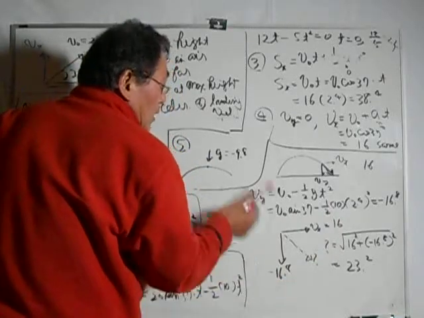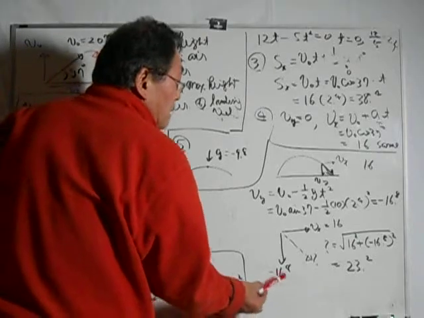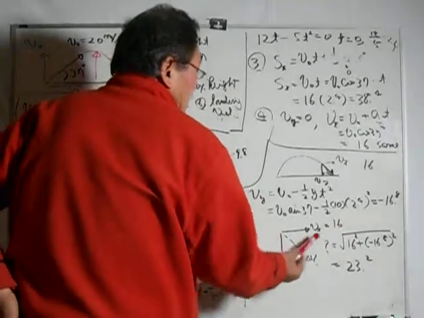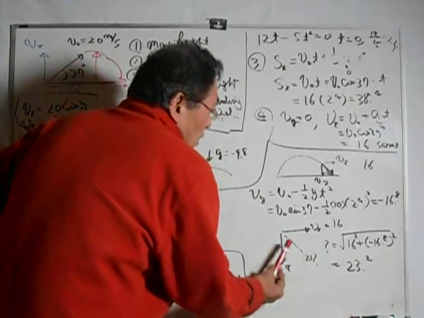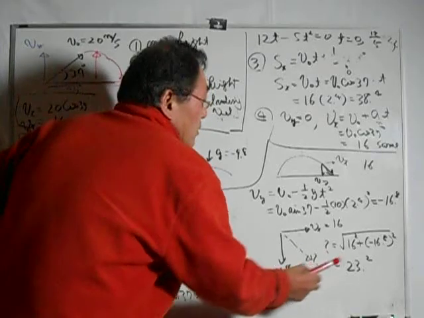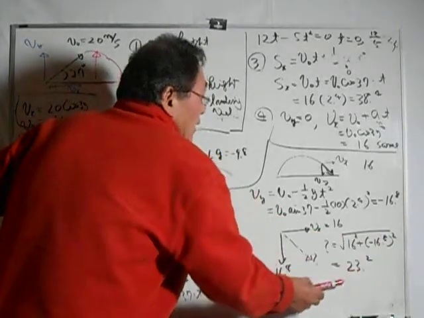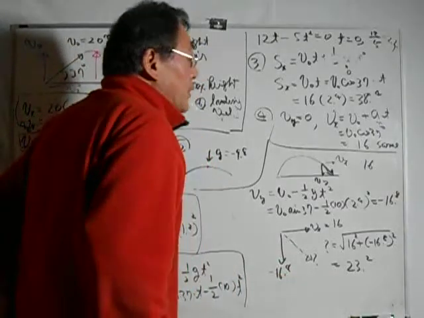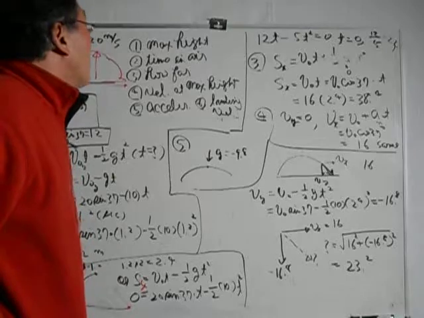That means downward. Make sure of the minus, I already explained several times. Vx is 16. So we're looking for this resultant, which is the same as this right there. We're going to do the Pythagorean theorem. So the square root of 16 squared plus minus 16.8 squared is 23.2 meters per second. Okay?